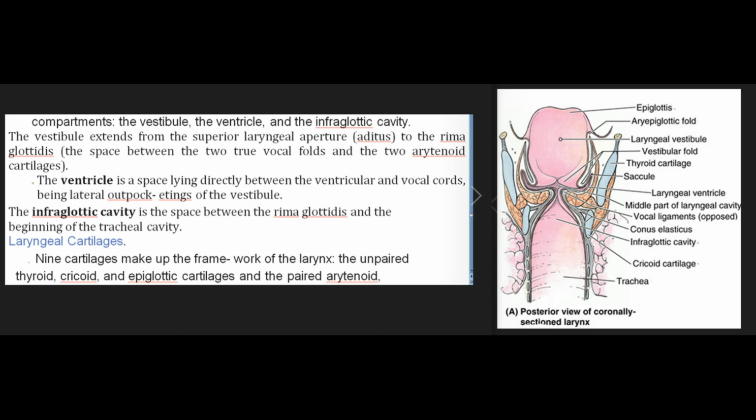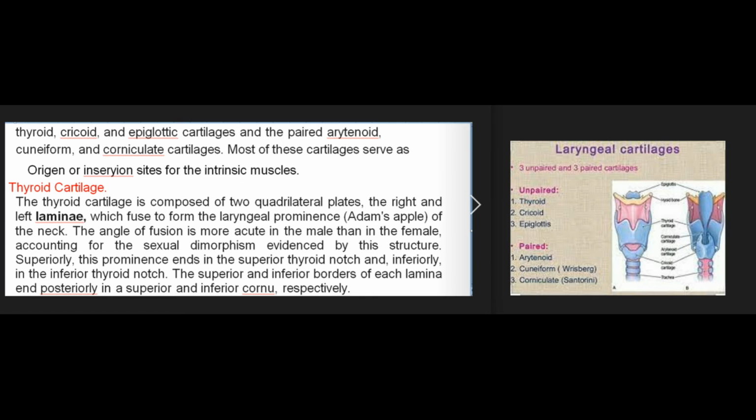Laryngeal cartilages. Nine cartilages make up the framework of the larynx: the unpaired thyroid, cricoid, and epiglottic cartilages, and the paired arytenoid, cuneiform, and corniculate cartilages. Most of these cartilages serve as origin or insertion sites for the intrinsic muscles.